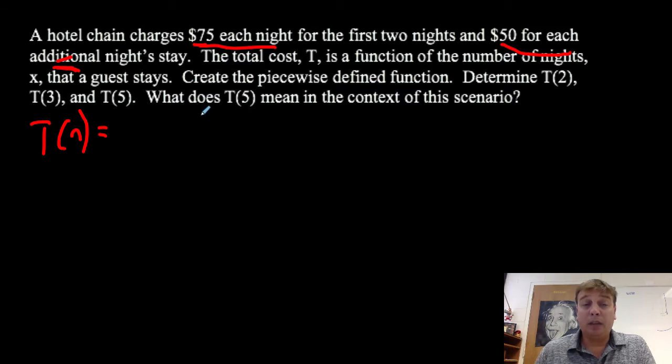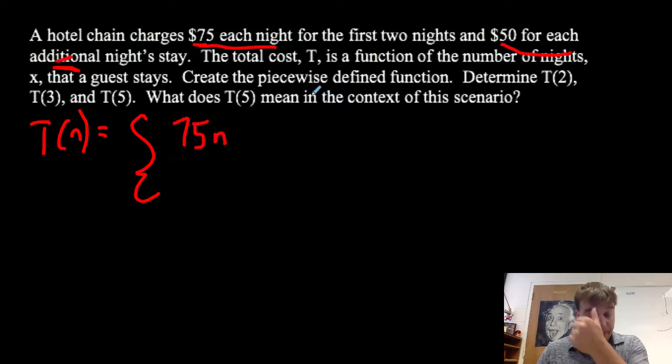So now we go through and get our function set up here. If I let n be the number of days, we start out that I can either be there 1 day or 2 days, and it costs $75 each time. So it's $75 times the number of nights I stay. If I stay 1 day, it's $75. If I stay 2 days, it's also $75 each day.